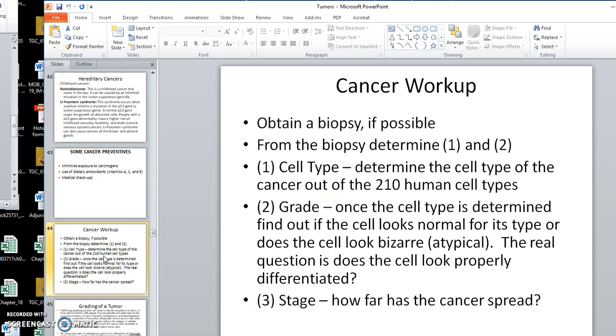Now, if you did have a tumor, let's say, for example, a female comes in and she has a lump. The physician does a check and finds a lump. Then he says, I certainly would like to biopsy that. Okay? This was found on a routine physical exam. So he does a biopsy of it.